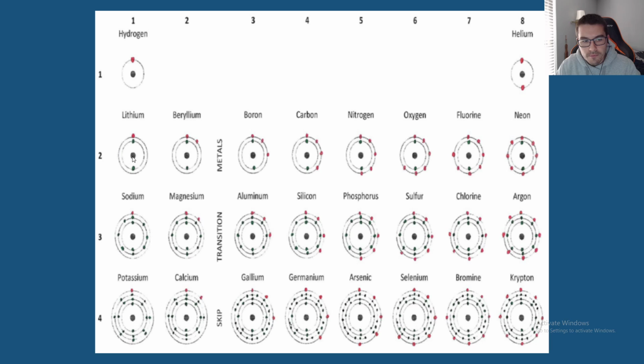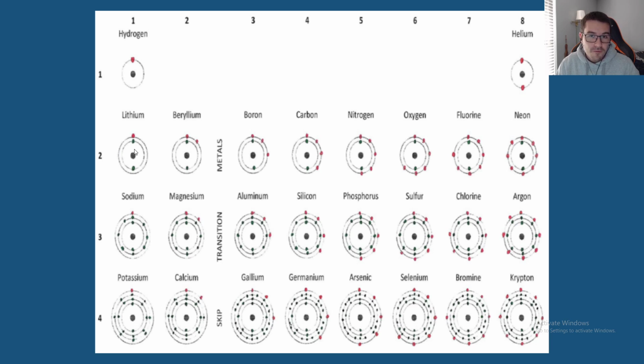This element here, lithium, has 3 protons. Neon has 10. So let's consider those two end scenarios. We have 3 protons here, 10 protons here. In both cases, lithium and neon have the same number of core electrons. There's only 2 core electrons here, and only 2 core electrons here. So the amount of electron-electron repulsion is roughly equal. You see what I'm saying?